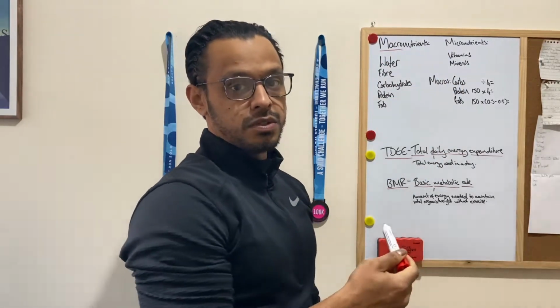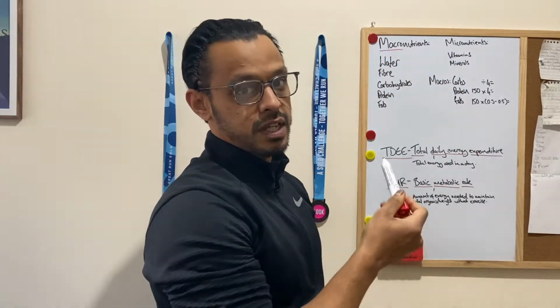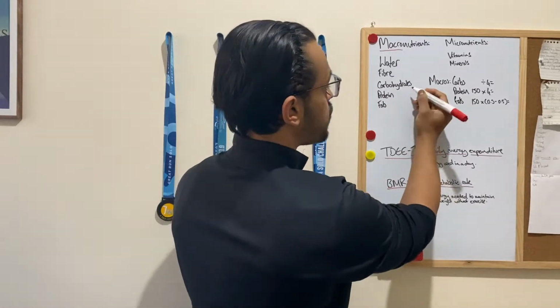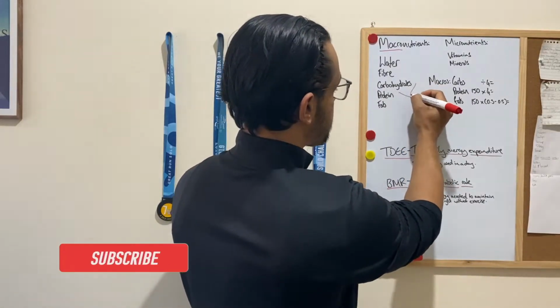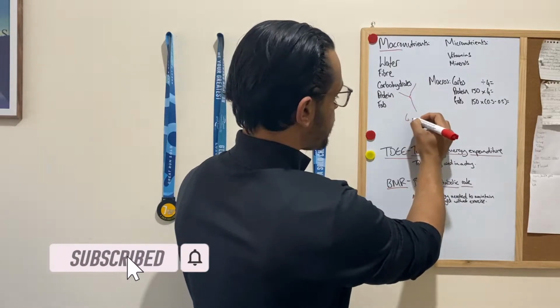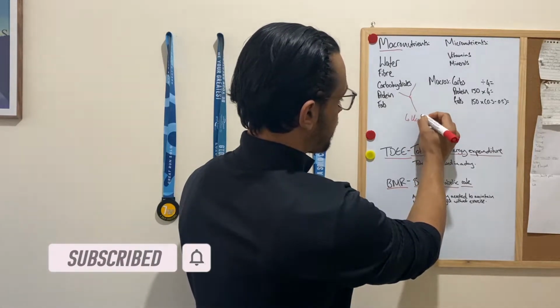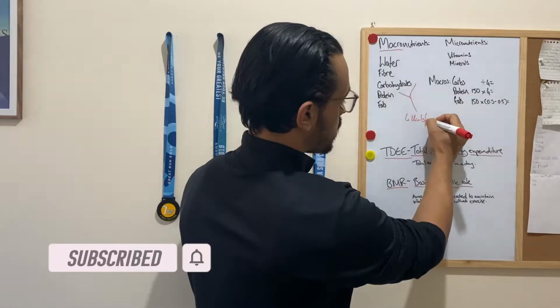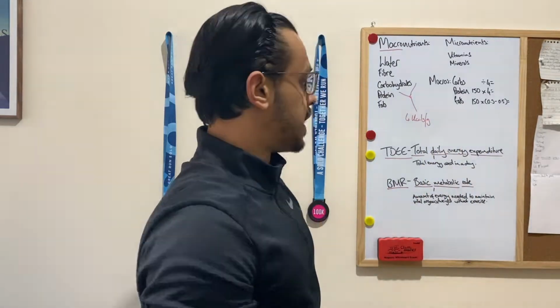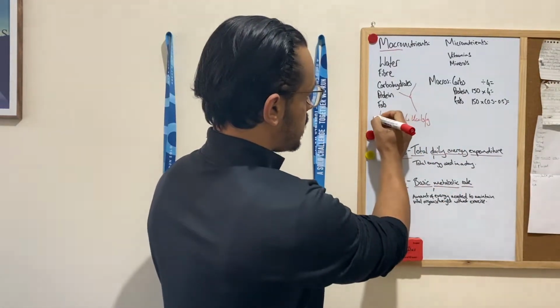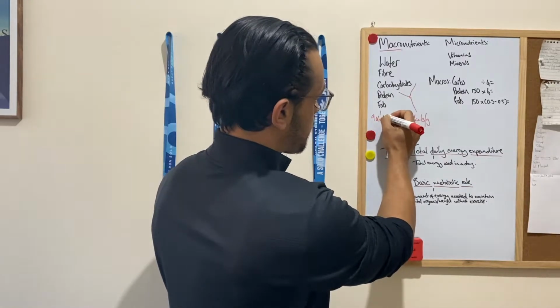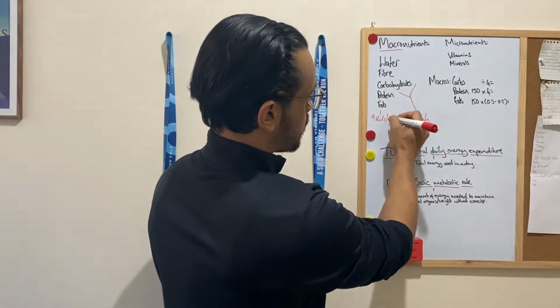Now, when it comes to the calories, carbohydrates and protein have 4 calories per gram, and fats have 9 calories per gram.